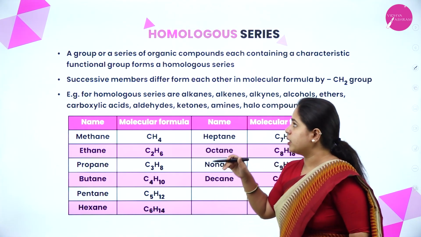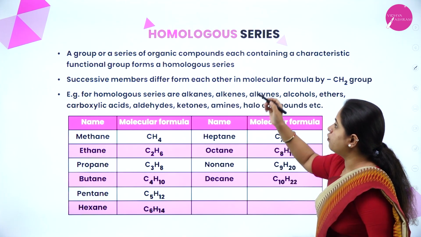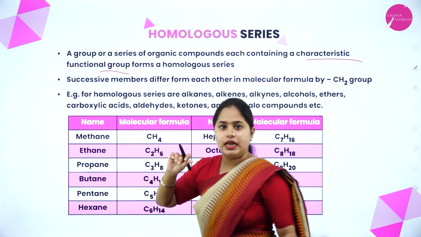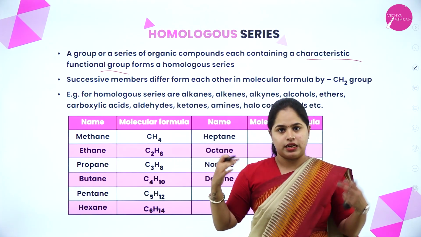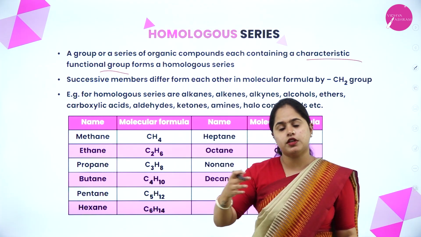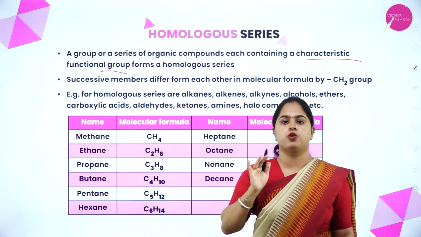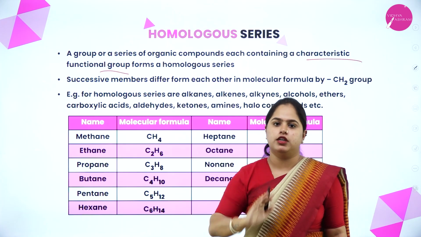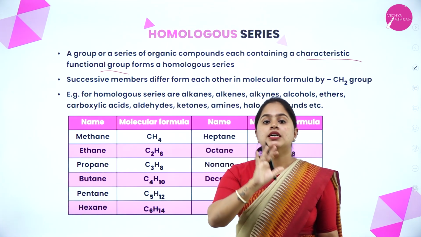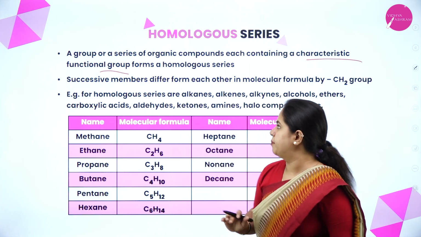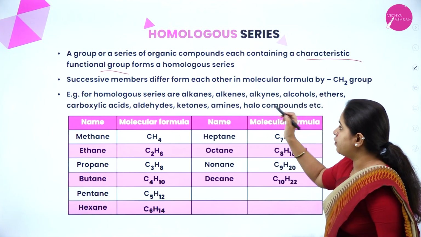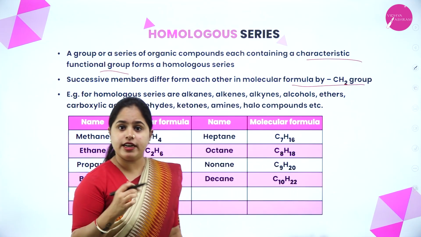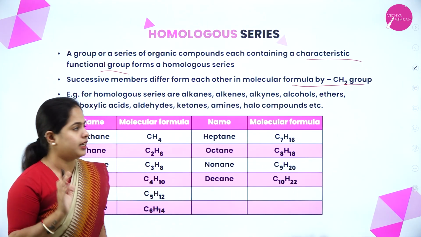Coming on to chemistry, a series of organic compounds, each containing a characteristic functional group. That means all of the compounds in a homologous series will have the same functional group. They are different compounds but have the same functional group. Hence they will have some similar chemical properties as well. Successive members differ from each other by the molecular formula CH2.